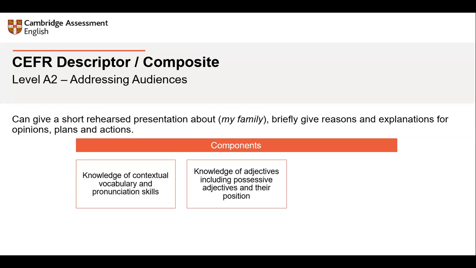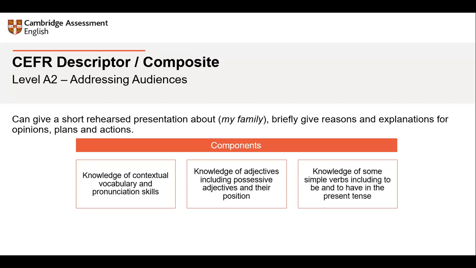They need a number of adjectives, and they need to understand how to structure this in a sentence. They need knowledge of simple verbs, including the verb be and have. We are talking about level A2 here, so those verbs are very frequent at this level. They also need knowledge of how to express and justify a simple opinion. For example, "I get along with my brother because," or "I like my brother because," etc.